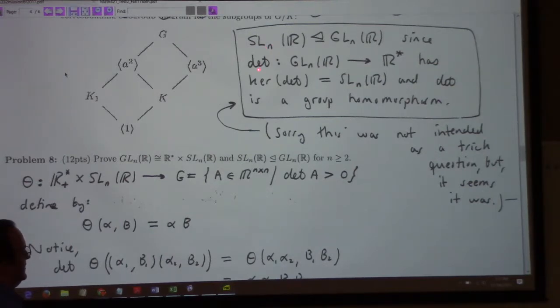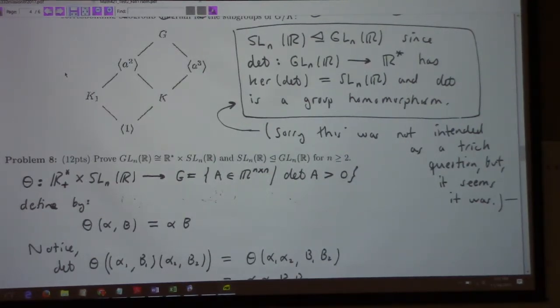SLN is normal since the determinant is a group homomorphism from GLN to the non-zero reals. Its kernel is SLN, and since the determinant is a group homomorphism, that proves that SLN is normal. This is the laziest and simplest way to prove that SLN is a normal subgroup. If you give me this argument and I say that you're wrong because you didn't put enough detail down, that means that I'm being a jerk. You should tell me that. But no one put this down.